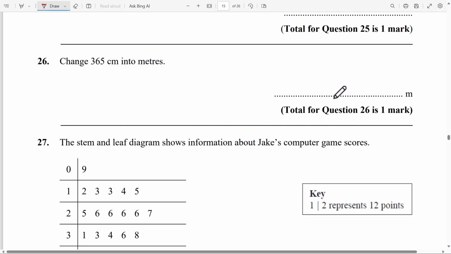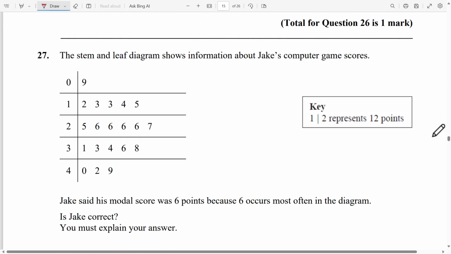Okay, so we now come to step 26. We have to change this to meters, 365 centimeters into meters. So I think 100 centimeters make a meter. So here we are going to divide by 100. If you divide 365 by 100, it's going to give you 3.65. And of course, in meters.